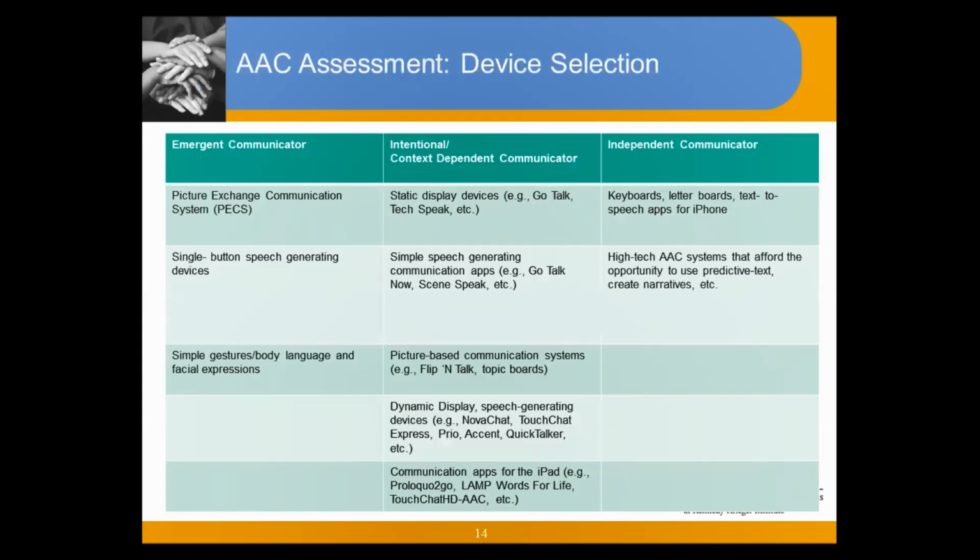Now, as I mentioned, in some bodies of literature, there are more than just these three categories. There's a few other kind of in between the three main categories. But as we get kind of out of the intentional context-dependent communicator into independent communicator, there are some other options that are a little bit more complex than the items that I talked about, or the assets and devices I talked about above. So dynamic display systems are a little bit more complex than those static display devices.